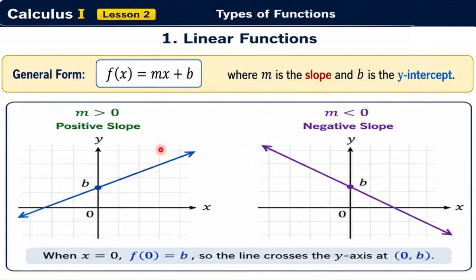If the slope is positive, the line rises from left to right. If the slope is negative, the line falls from left to right. In other words, the slope tells us how rapidly the function changes. Linear functions are among the simplest mathematical models. For example, the cost of a taxi ride, a monthly utility bill, or the distance traveled at constant speed can often be represented by a linear function.